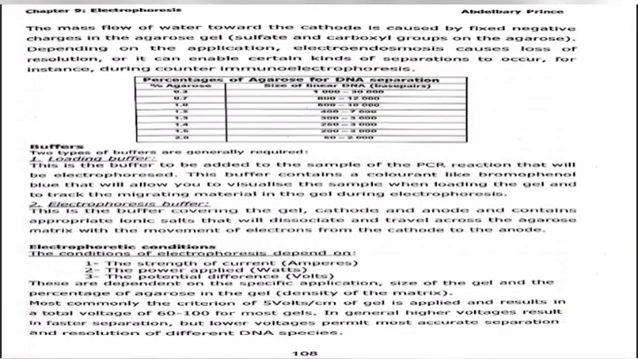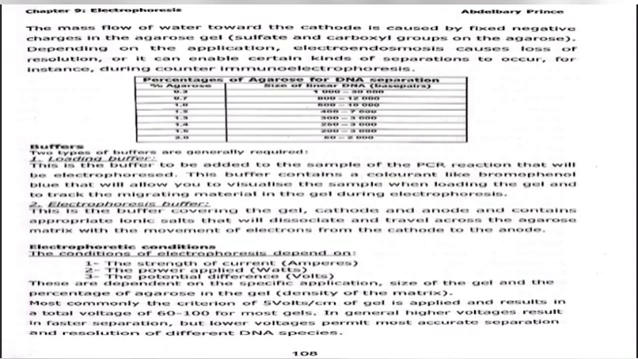The mass flow of water toward the cathode is caused by fixed negative charges in the agarose gel, the sulfate and the carboxyl groups on the agarose. Depending on the application, electroendosmosis causes the loss of resolution or it can enable certain kinds of separations to occur, for instance, during counter-immunoelectrophoresis. Percentages of agarose for DNA separation.